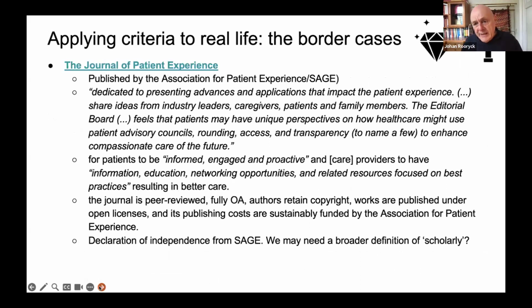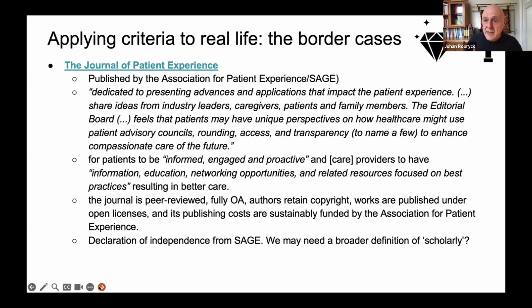There are, of course, always borderline cases. I'll come to these now. For instance, take the Journal of Patient Experience, which is a very interesting journal published by the Association for Patient Experience, completely paid for by that association, published by the commercial publisher Sage. Very important journal, of course. It allows patients to have information, education, networking opportunities, focusing on medical practices. The journal is peer-reviewed, fully OA, authors retain copyright. Everything is there, open licenses, funding, publishing costs are sustained by the association. The only thing they would probably need here is a declaration of independence from Sage.